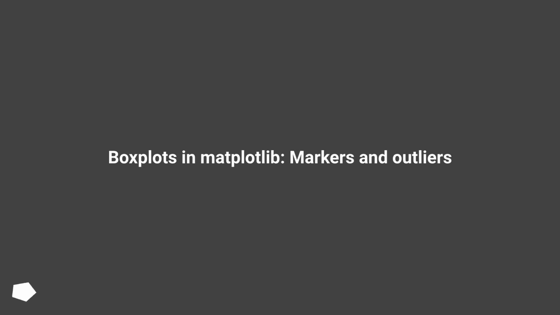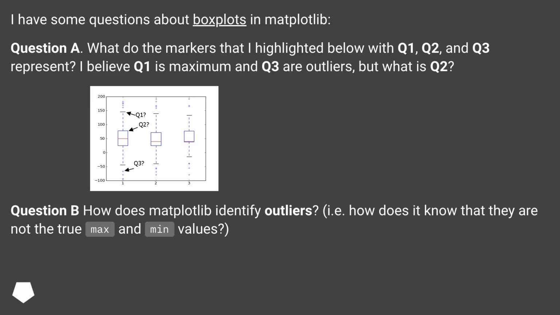Boxplots in matplotlib, markers and outliers. I have some questions about boxplots in matplotlib. Question A. What are the markers that I highlighted below with Q1, Q2, and Q3 represent? I believe Q1 is maximum and Q3 are outliers, but what is Q2?